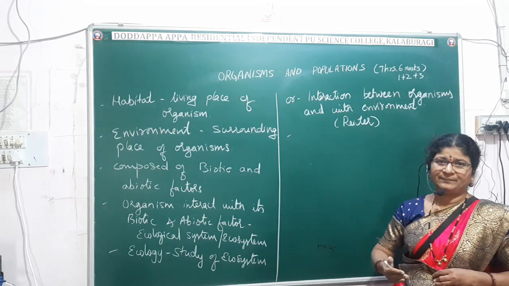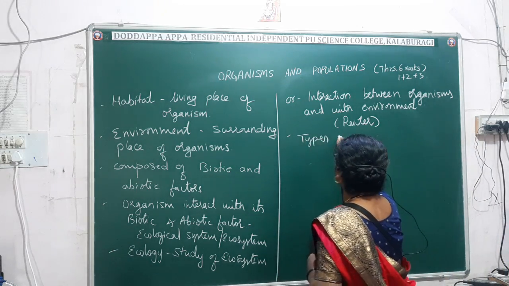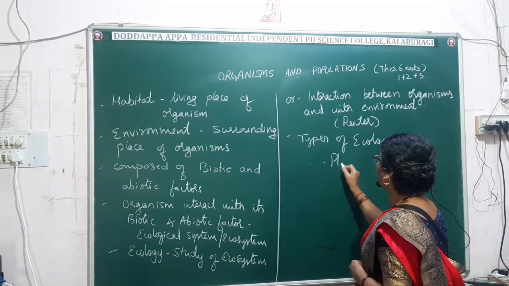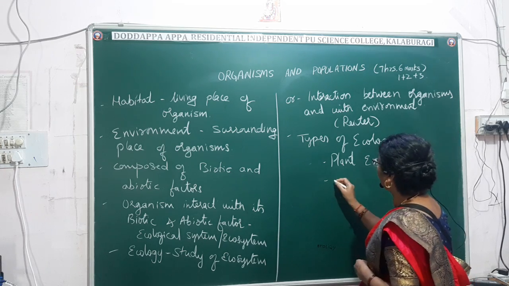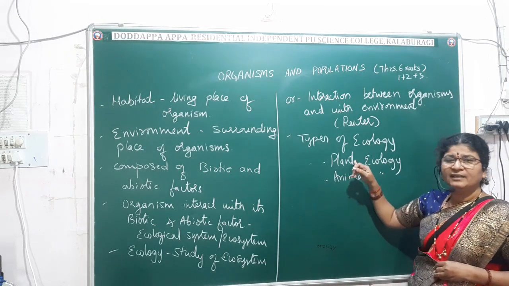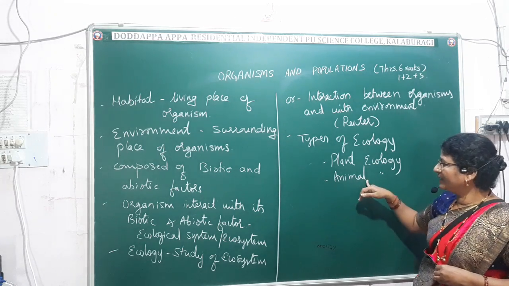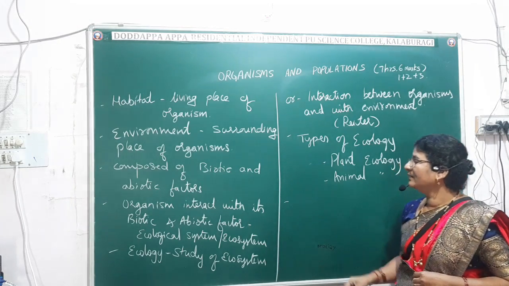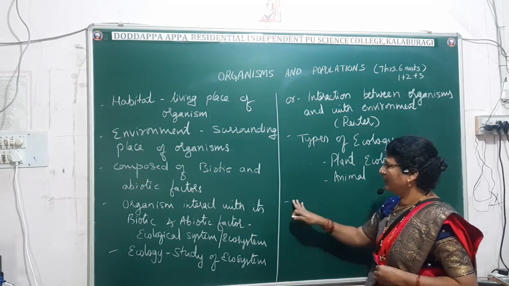Ecology is classified into two types. That is types of ecology: plant ecology and animal ecology. As the name itself indicates, in plant ecology you will be dealing with different types of plants, and in animal ecology you will be dealing with different types of animals. Now let me go to the components of ecology.